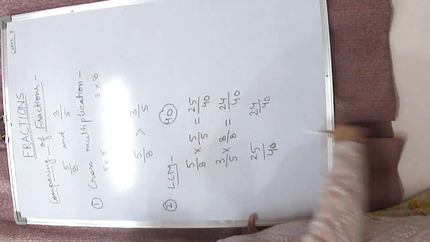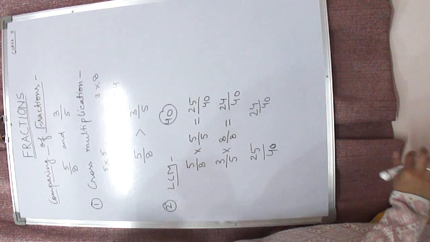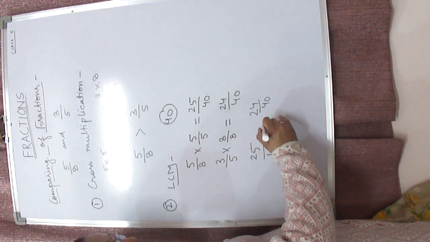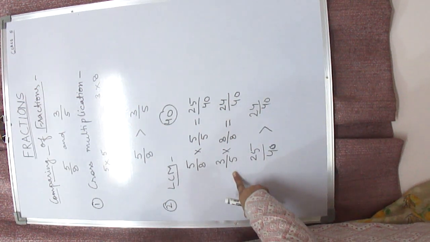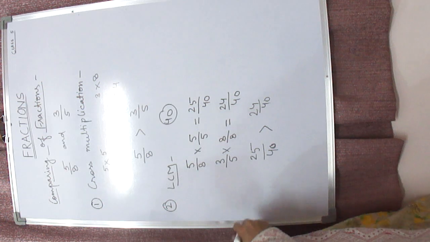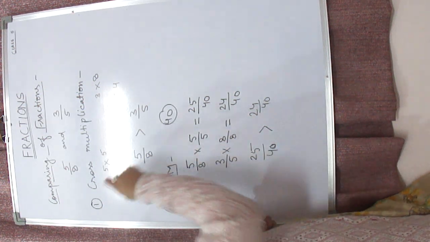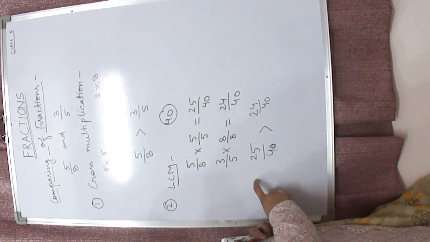Now I need to compare both of them. Now denominators are same, so it's easy for you to compare. So we can see that 25 is greater than 24. Hence 5 upon 8 is greater than 3 upon 5. So the answer you will get is the same in both the cases. It's just that the methods are different. First is the cross multiplication method and the second is the LCM method.